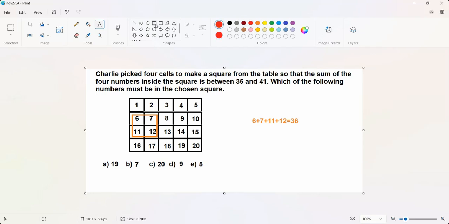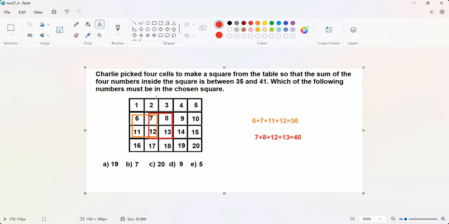So the next one we will look for is this 7, 8, 12, and 13. So what does 7, 8, 12, 13 give us? 7 plus 8 plus 12 plus 13 is equal to 7 plus 8 is 15, plus 12 is 27, plus 13 is 40. So this also is between 35 and 41.